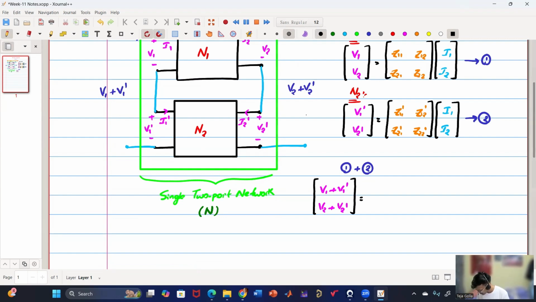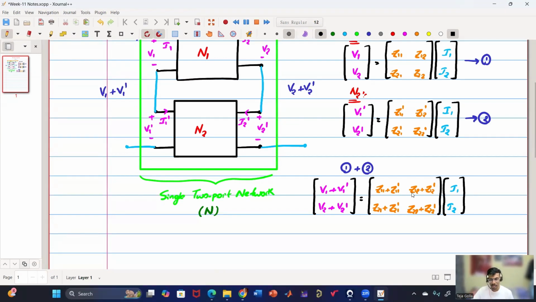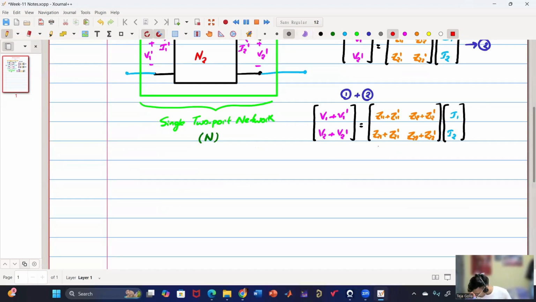So I'm making this on the LHS side. Now these will get added because there is common Z11 plus Z11 dash, Z12 plus Z12 dash, Z21 plus Z21 dash, Z22 plus Z22 dash, the whole thing multiplied into I1, I2. So now, if you see, I1 and I2 are the currents and V1 and V2 are the supplied voltages. So this will become our new impedance matrix.